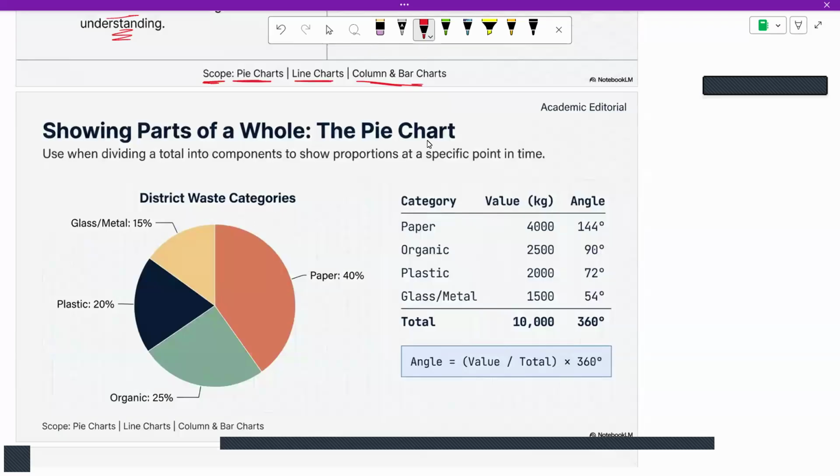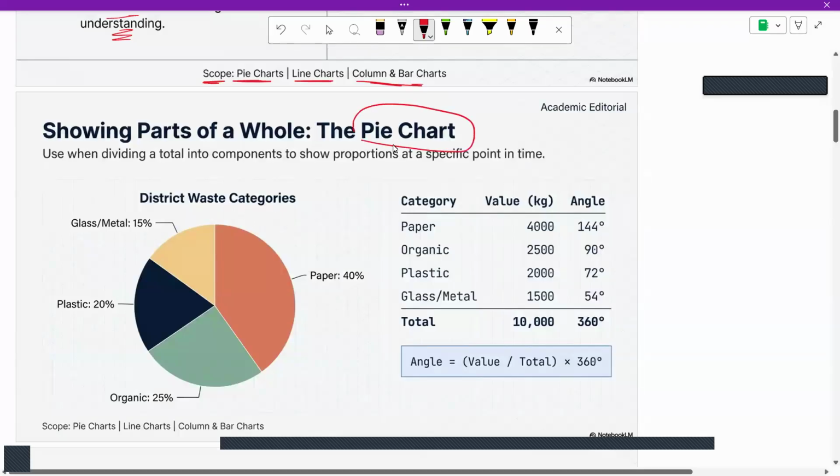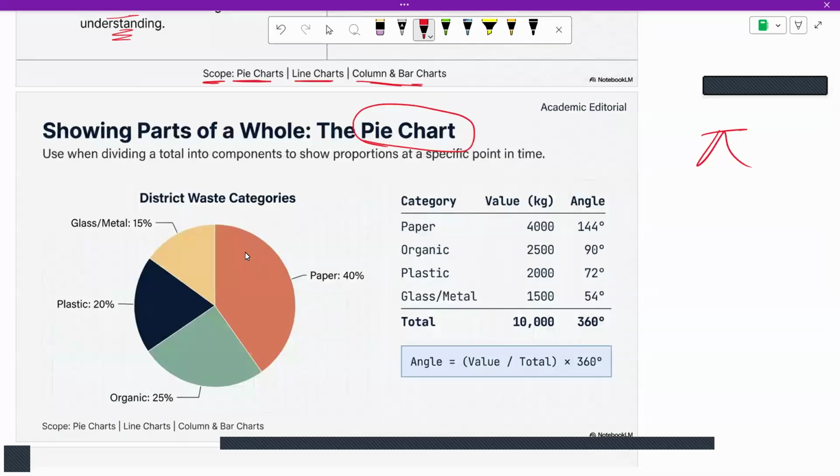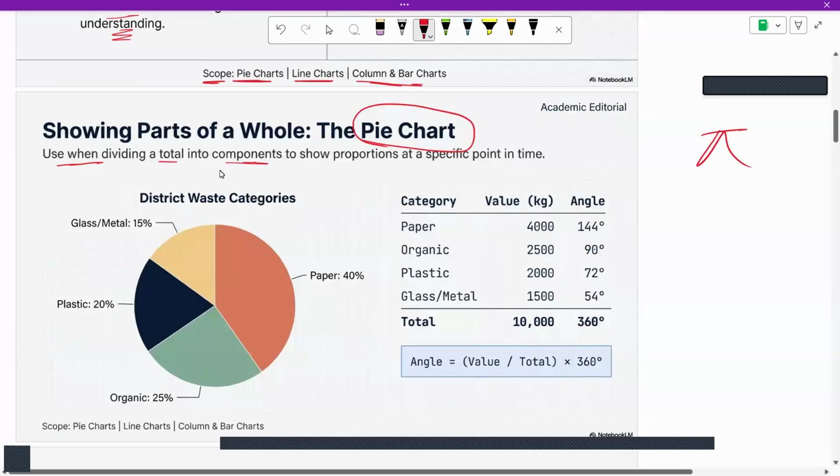First one, we will talk about the pie chart, the basic form of pie chart. This is the pie chart showing the parts of the whole, right? If we have a data set, it divides the whole data set into proportions based on the angle. It is used when dividing a total into components to show proportions at a specific point in time.